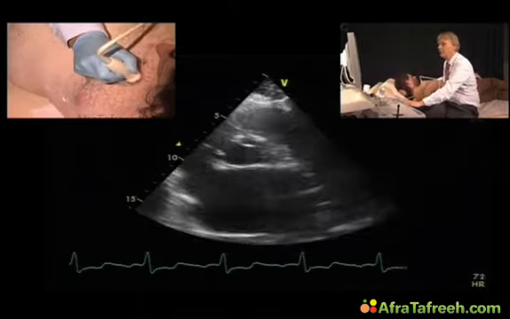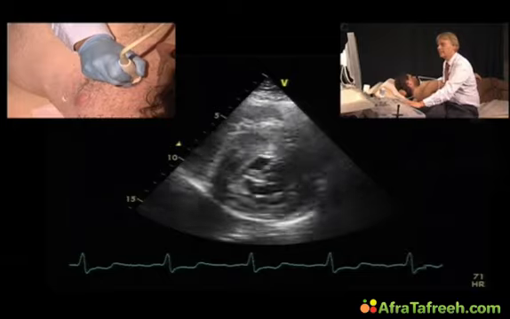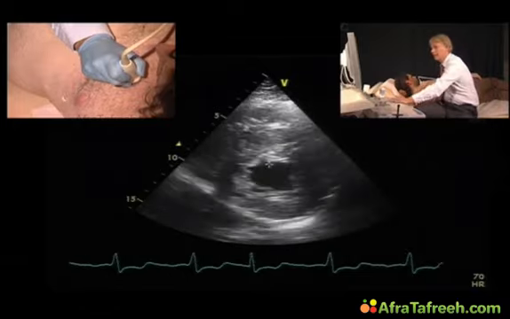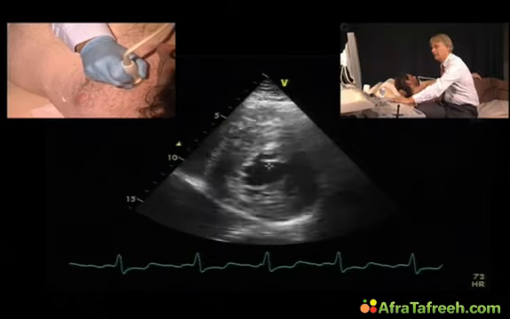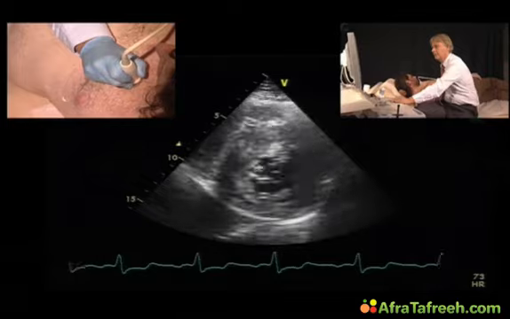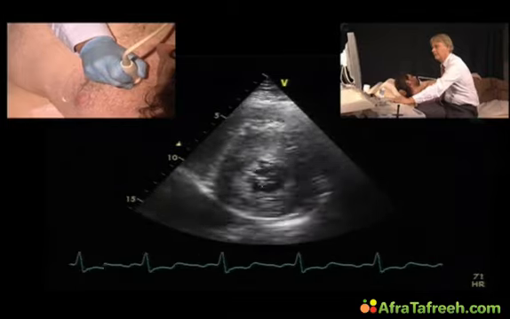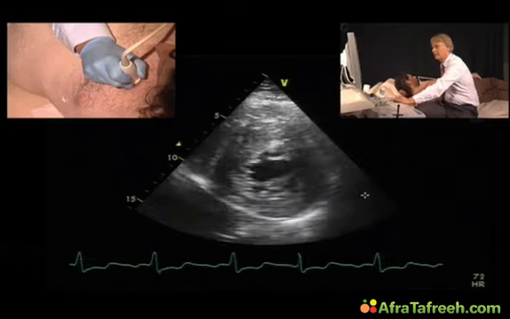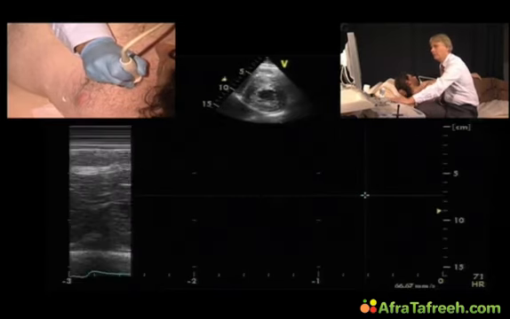We can also look at the SAM phenomena in a short axis view. This is the anterior leaflet here. This is the LVOT. And during systole, the anterior leaflet moves towards the septum, as well as the posterior leaflet. You can see that especially in this region here. This is also visible with M mode.